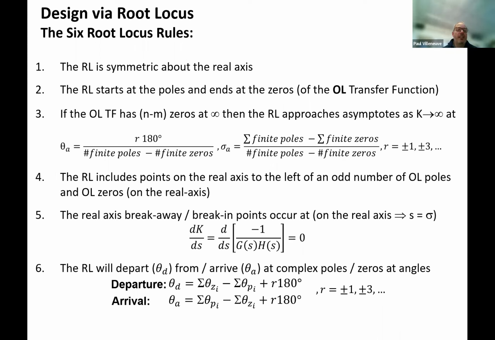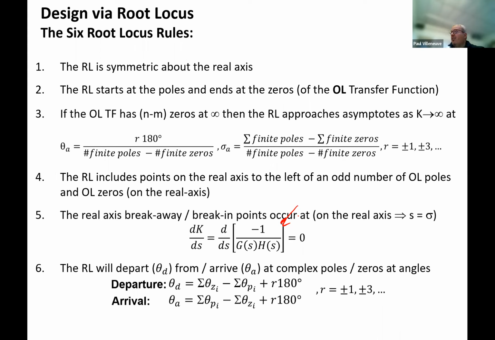If you are on the real axis and you have to break away or get back in to the real axis because for one reason or another you don't either end your root loci there, or you don't start your root loci there, you can take the derivative of this equation and set that equal to 0, solve for the roots, and that'll give you a bunch of points. One or more of those points will be valid breakaway or break-in points for your values.